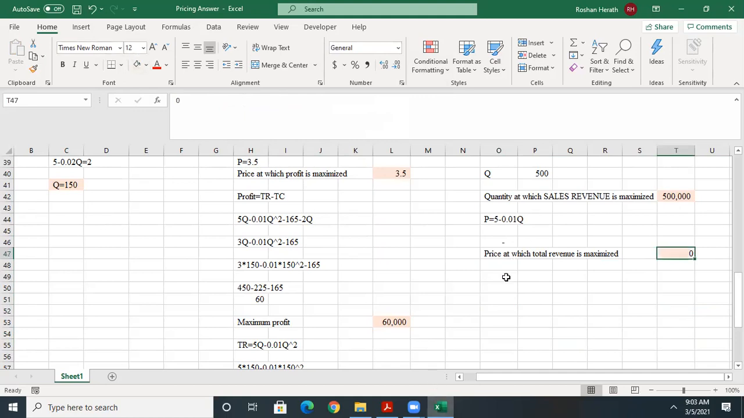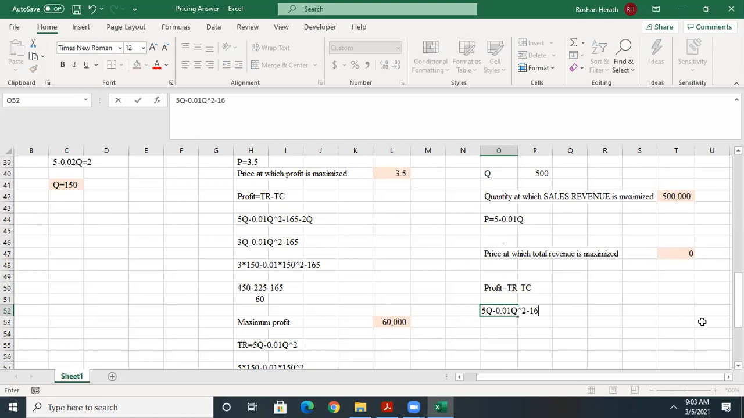Then if you look at the next requirement, it asks about the total loss. So again, you can take the profit function. Here we have taken that because profit is equal to the total revenue minus total cost. Total revenue function is 5q minus 0.01 q to the power 2 minus 165 minus 2q.